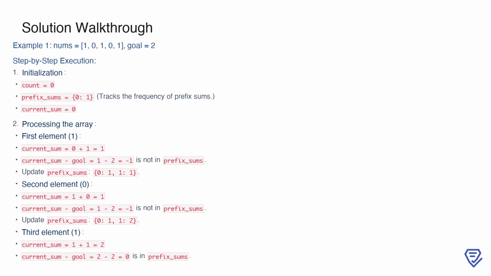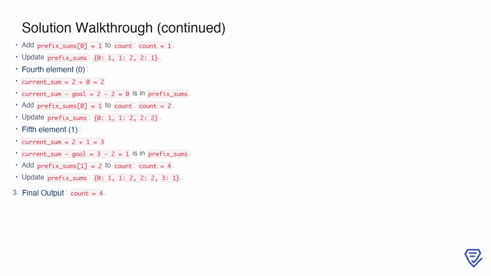Then, for the third element, 1, we add it to current_sum, which brings it to 2. This time, the difference between current_sum and the goal, which is 0, is in prefix_sums. Since the difference of 0 is in prefix_sums, we add prefix_sums[0], which is 1, to count, making count equal to 1. We then update prefix_sums to include the new prefix sum of 2. For the fourth element, 0, adding it to current_sum keeps the sum at 2. The difference of 0 is still in prefix_sums, so we add prefix_sums[0], which is 1, to count, making it 2.